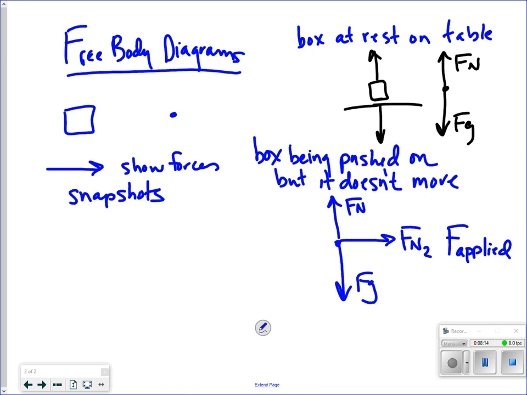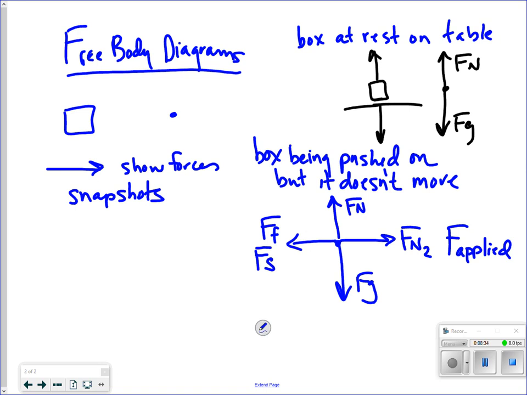Well, in this case, if it's not moving, this can't be my free body diagram again because I have an unbalanced set of forces. I must have a fourth force. This is when I'm going to have some friction, or if you want to call it F sub S for static friction, that works as well. I don't really care which one you use. Okay, but that's balanced, which tells me it's not moving.